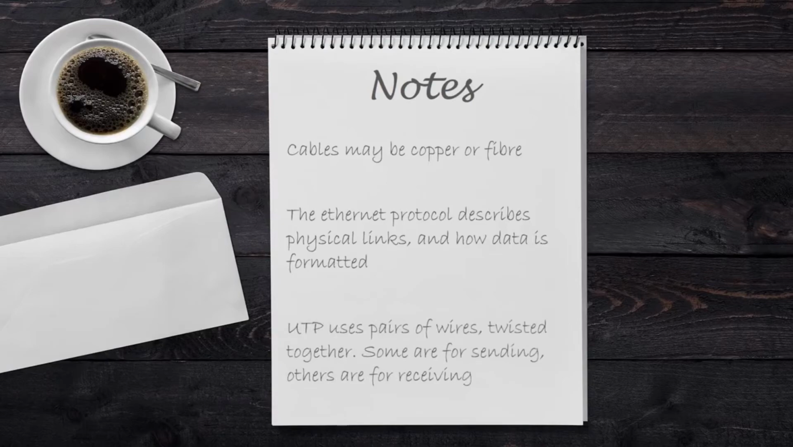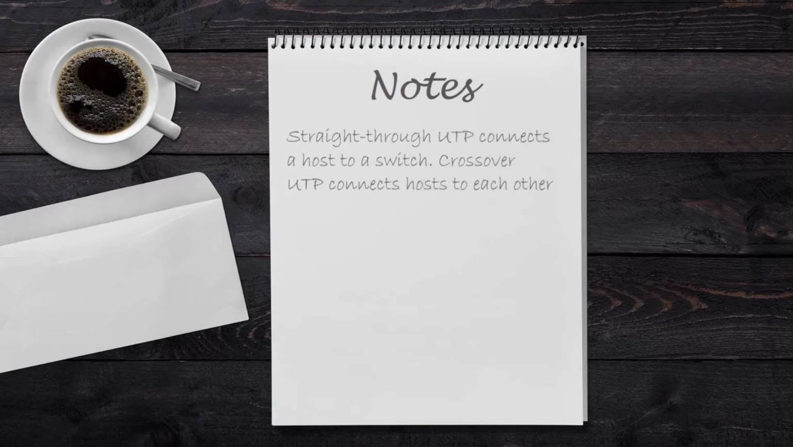UTP is the most common copper cable. Modern UTP cable has 4 twisted pairs of wires. Some are used for sending, and others are used for receiving. The cable may be straight through for connecting devices to a switch, or it may be crossover for connecting devices to each other. Modern LANs support Auto MDIX, which enable the device to detect the cable used and adapt as needed.